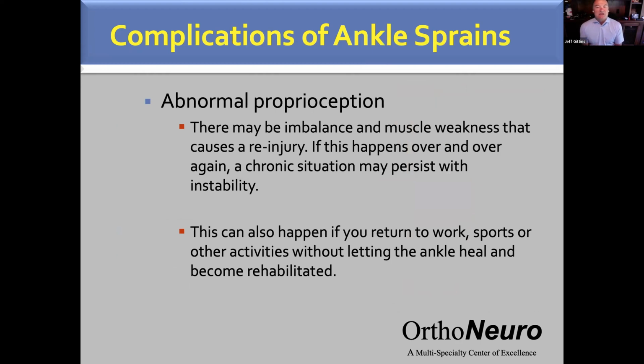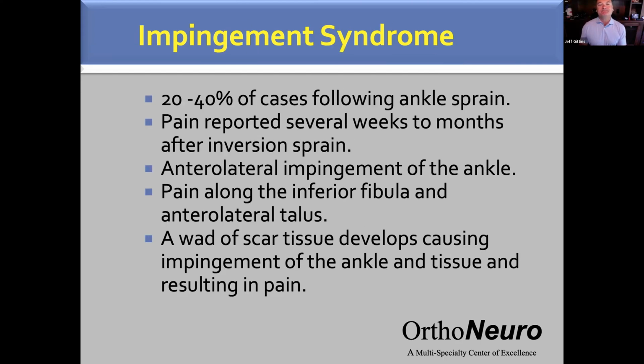Complications of ankle sprains include abnormal proprioceptions. The ligaments just never bounce back to where they once were. There may be an imbalance in muscle weakness that causes a re-injury. And so when somebody has re-injuries, it can lead to gross instability where the ankle just remains very, very weak. Sometimes if someone doesn't follow the proper protocol to return after their activity, they can cause chronic injuries to the ligaments themselves. And that can lead to instability, and they have increasing pain as well.